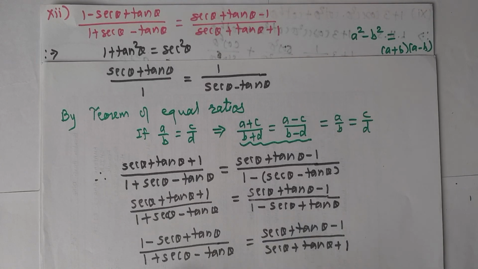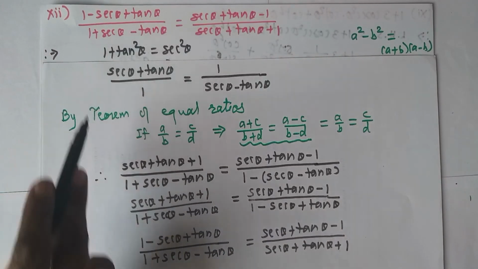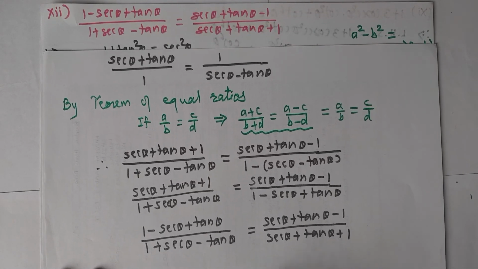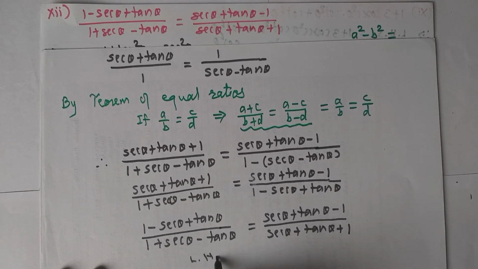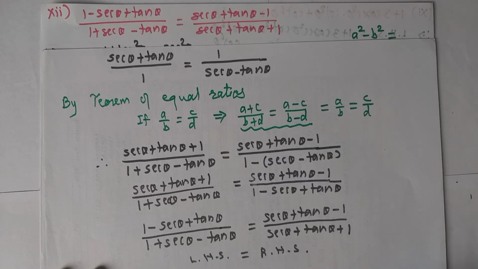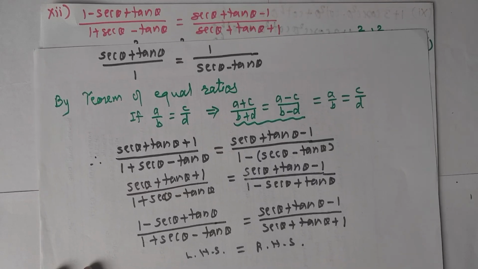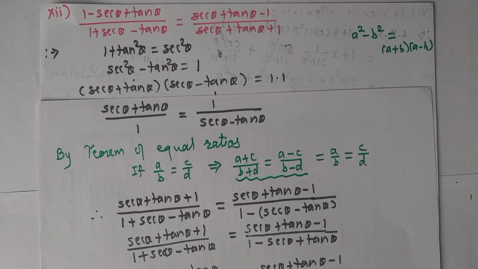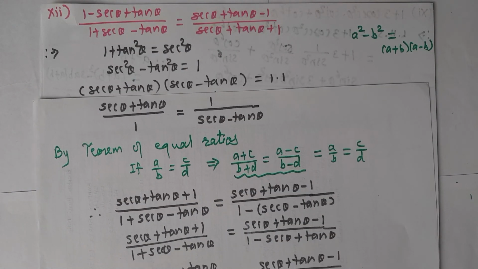See, in this way we have proved this. This is your left hand side. Left hand side is equal to right hand side. In this way we have proved the given identity. Okay, in this way, if you use the theorem of equal ratios, then it is very easy to prove the left hand side equal to right hand side.